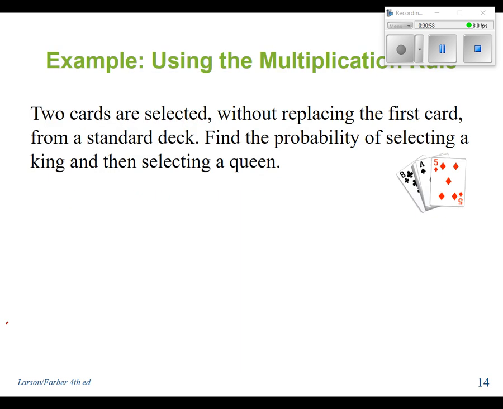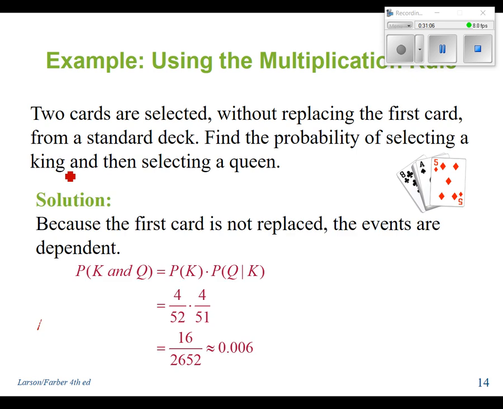Two cards are selected without replacing the first card from a standard deck. Find the probability of selecting a king, then selecting a queen. We've already done this, so I'm going to go through it quickly. The probability of selecting a king was 4 out of 52. If we keep the king out, it's 4 out of 51 for the next one. We multiply those two together, and you get 16 out of 2,652, and that ends up being 0.006. So that's really unusual, isn't it?